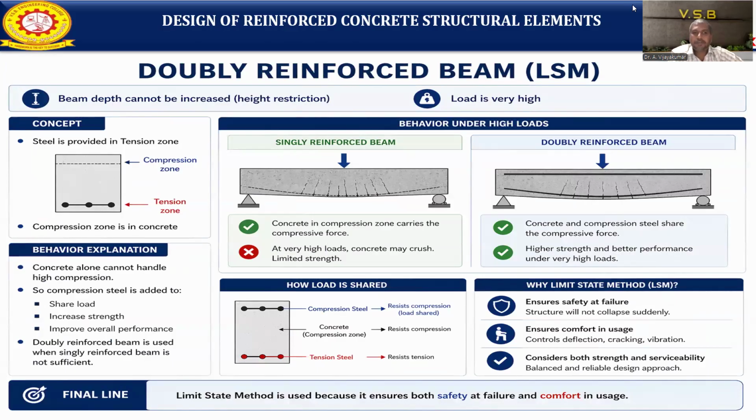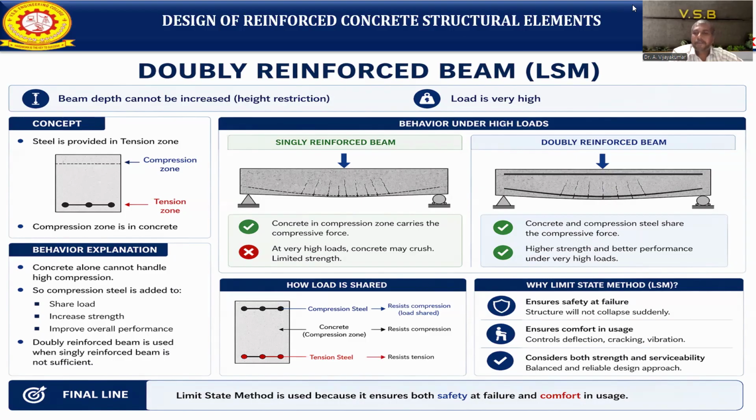How is the behavior of the doubly reinforced beam? Okay, beam depth cannot be increased due to height restriction. Yes, of course. When you build a structure with a longer span, we can't provide a huge beam depth. We need to restrict it, because the structure will take a higher load. For that, we cannot increase the beam size. When you increase the beam size, what will happen? The space will start to minimize, and the appearance is also going to reduce.